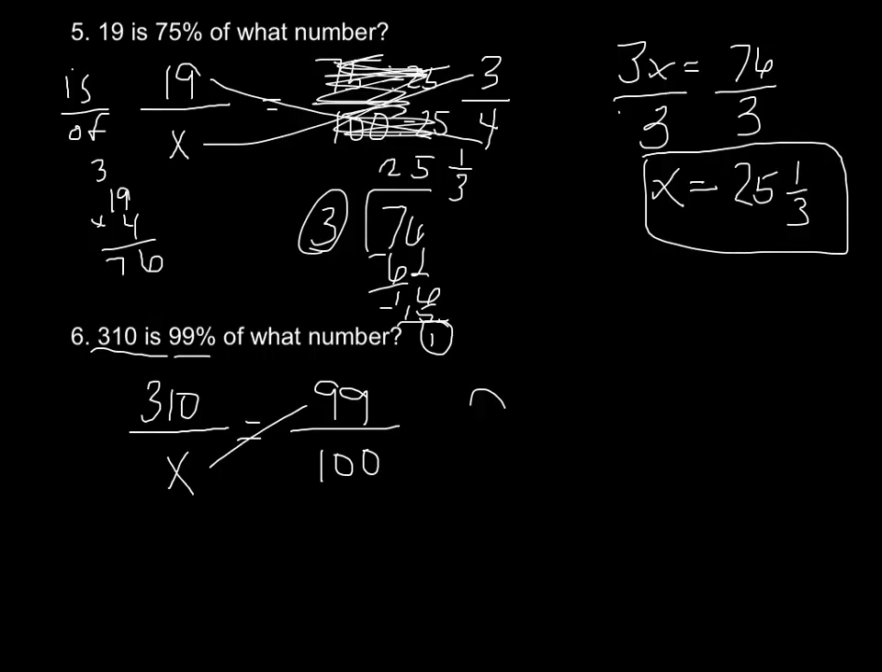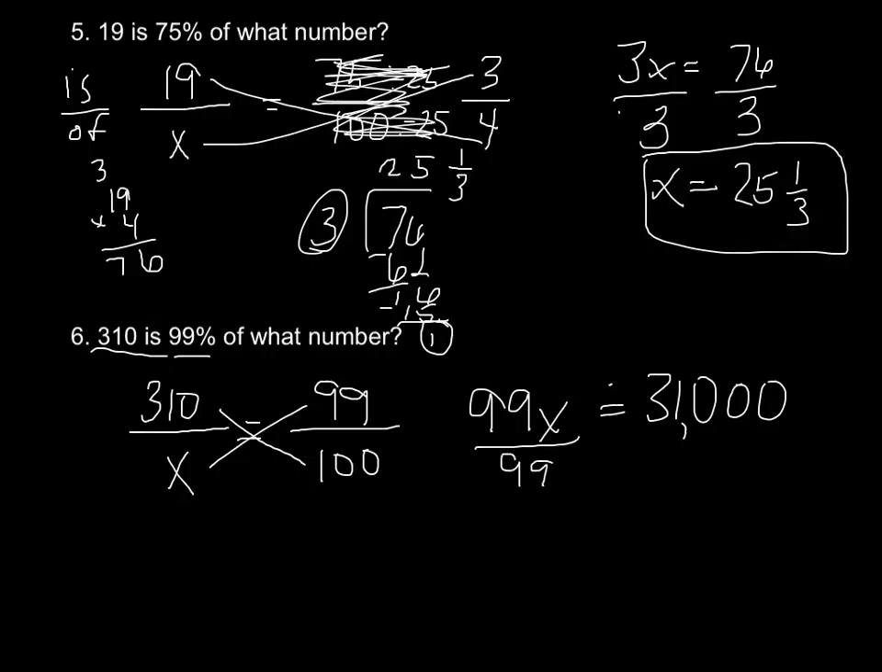Okay, so I have 99 over 100, x equals 310, add my 2 zeros, 31,000. Then I have to divide by 99. Okay, so let's figure this one out. 31,000 divided by 99.